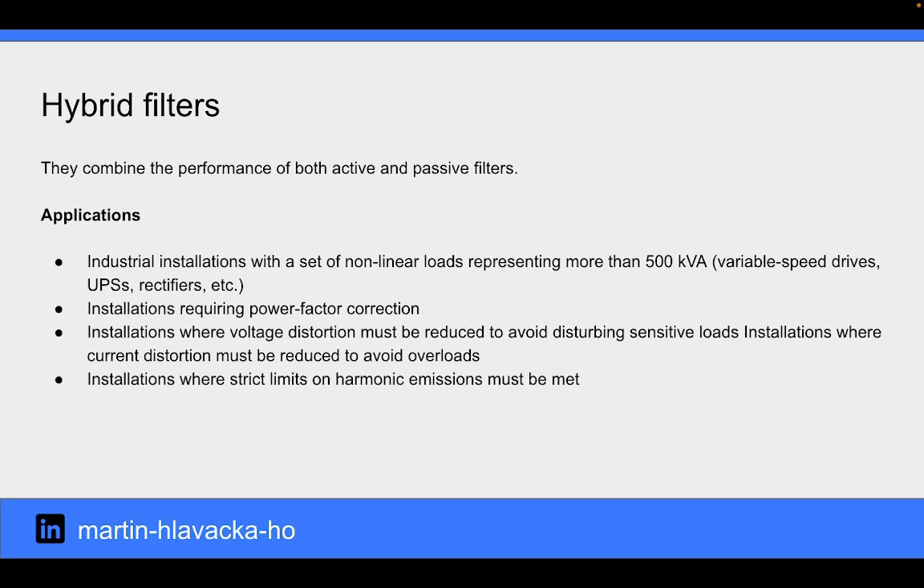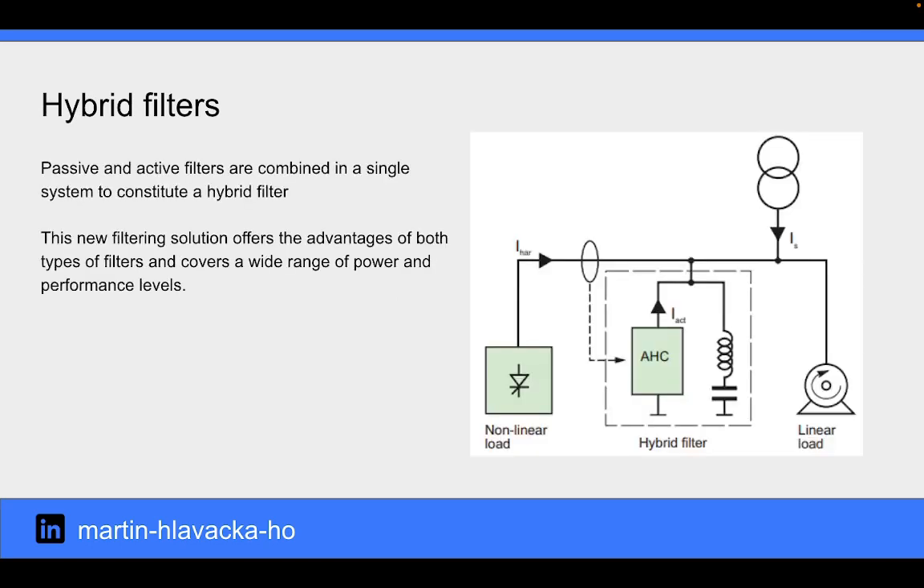Hybrid filters combine the performance of active and passive filters. This new filtering solution offers the advantages of both types of filters and covers a wide range of power and performance levels.